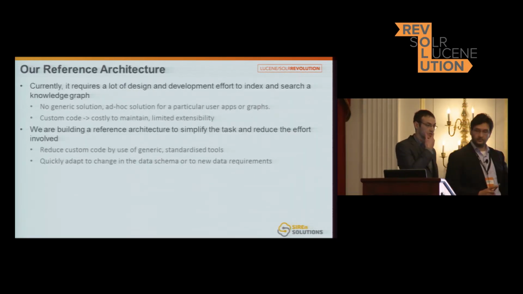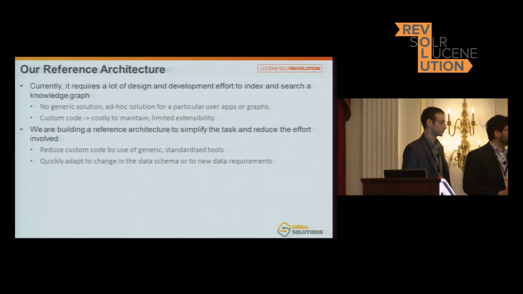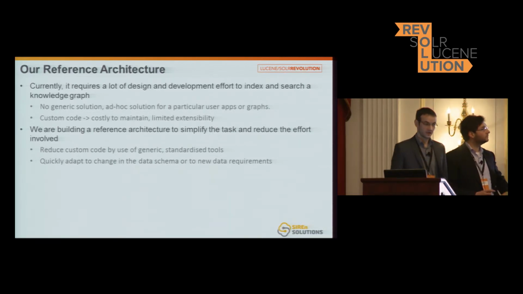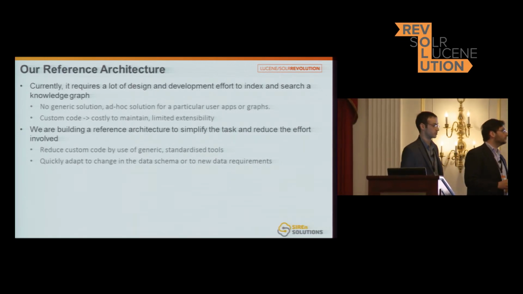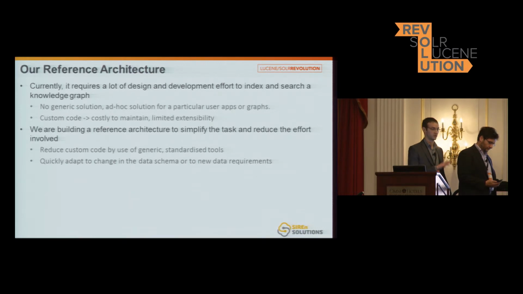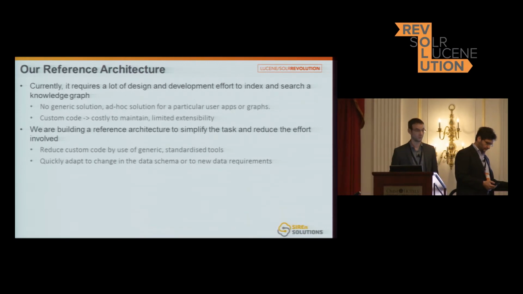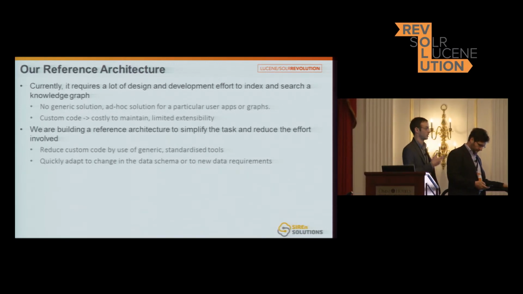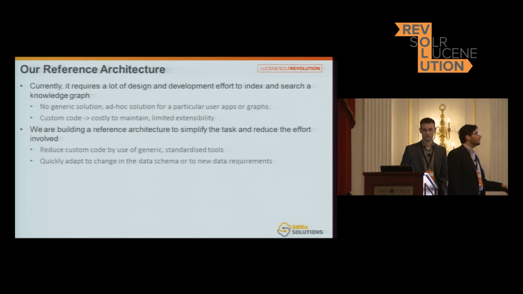So to come back to the reference architecture, why did we develop it? The problem is that to index a knowledge graph, there was no generic solution. Usually you always had ad hoc solutions, with custom code specific to a particular type of graph or an end-user app. And that custom code is costly to maintain, has limited extensibility, etc.